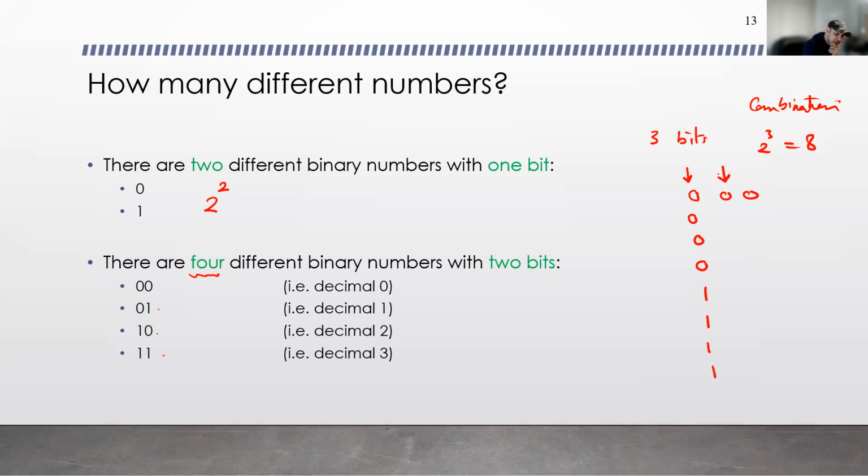Then go to the next bit. 2 zeros, 2 ones, 2 zeros, 2 ones. Then the last one will be alternating all the time, switching all the time. 0, 1, 0, 1, 0, 1, 0, 1. So you start from 3 zeros, you end up with 3 ones. You must end up with 3 ones. If you do something else, you have a mistake. And these are 8 combinations. 1, 2, 3, 4, 5, 6, 7, 8.